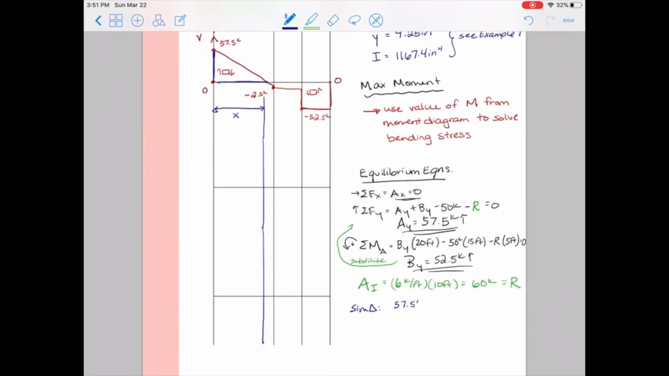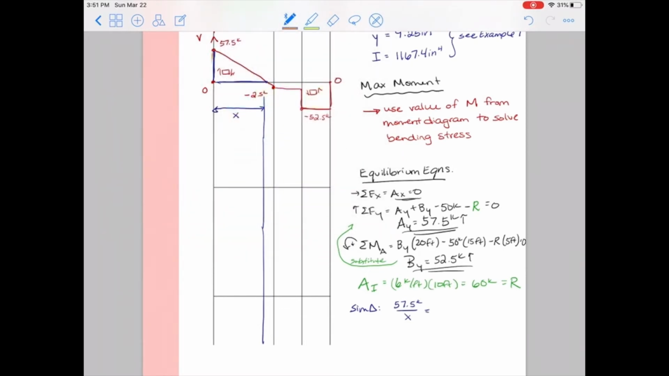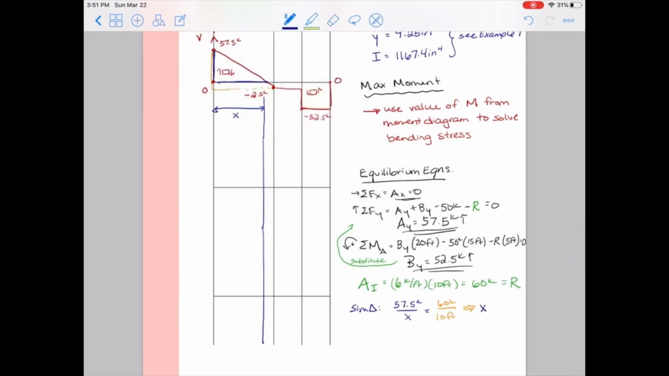I'm going to say that the height, 57.5 kips over x, has to be similar to the height of this orange triangle over the base of the orange triangle. Now the height of the orange triangle is a total drop of A1, or 60 kips, and the base of that is the entire length of that range, which is 10 feet. So now I can solve for x just from this proportion, and I get that x has to be equal to 9.583 feet.